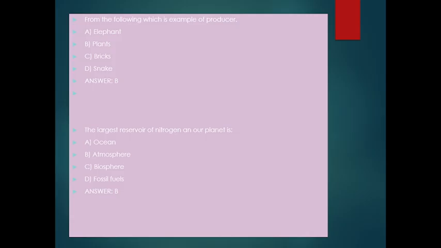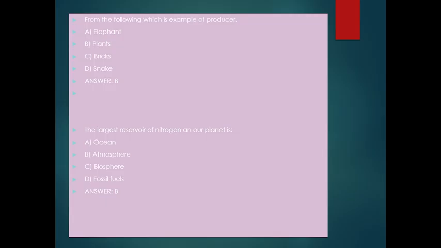nitrogen. All of you know about the different gases present in the atmosphere. So here the major percentage of nitrogen in air is about 79%. So this is the correct answer. Can anyone say why 79% of nitrogen is present in air?